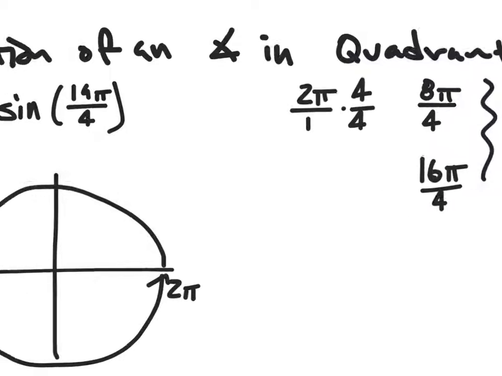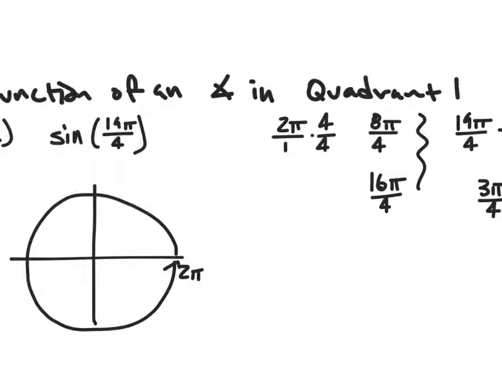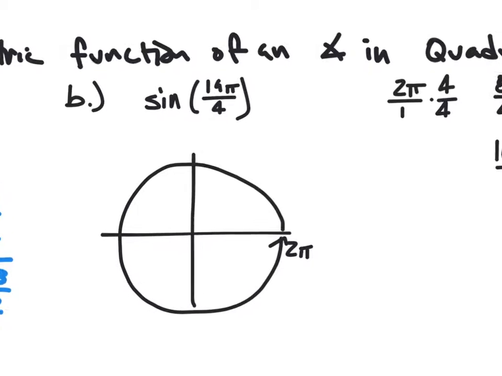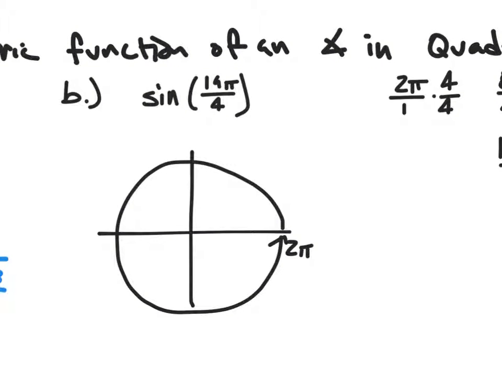So what I'm looking for, for me to get 19 pi over 4, is really the same thing as 3 pi over 4, which is going to be here. And so this is 3 pi over 4 radians. This point right here has the coordinates negative root 2 over 2, comma, root 2 over 2.